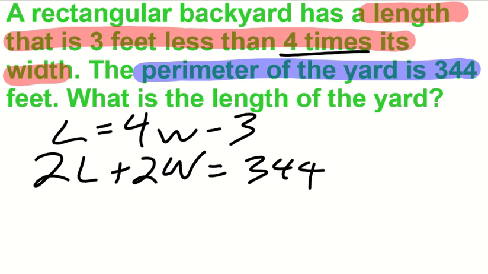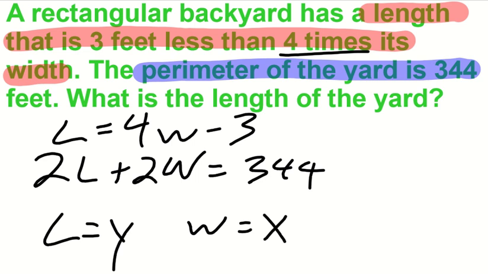All right, so now those are our 2 equations. We got to make one of them y, one of them x. Just since the first one's L equals, I'm going to make L the y, W the x. It really doesn't matter which one's which as long as you keep straight which one's which, okay? So who can give me the answer then?